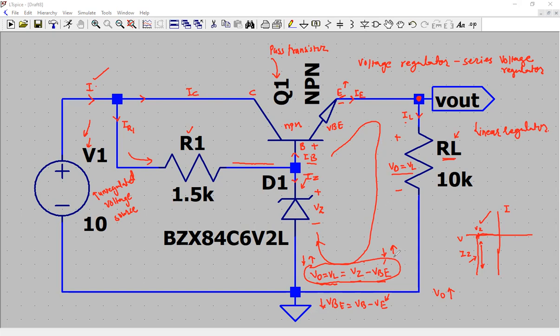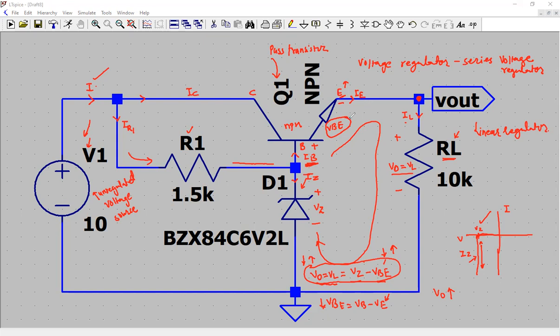So VBE goes down or VBE goes up. How is this voltage coming back to its original position? When we say VBE is changing, if the output is trying to deviate from its value, VBE is going to change. If the junction voltage of the transistor is going to change, it means the current flowing through the transistor, which is IB, is going to change.